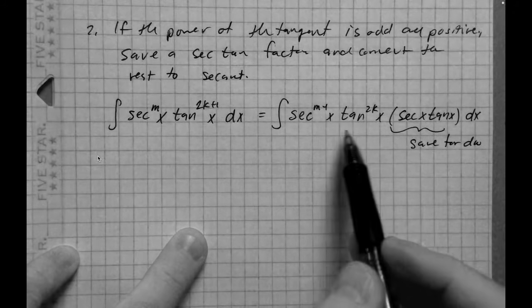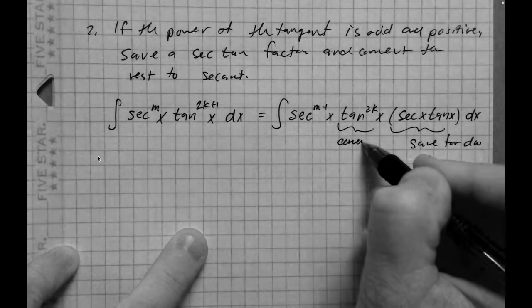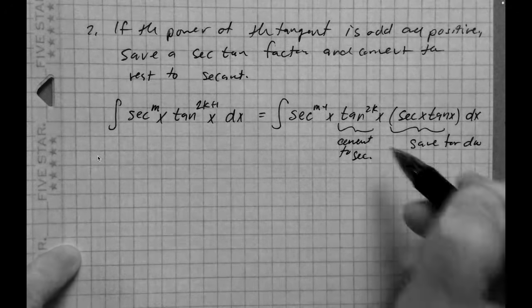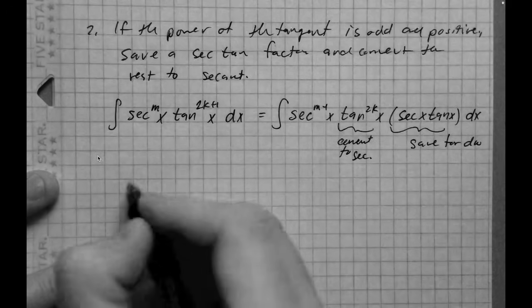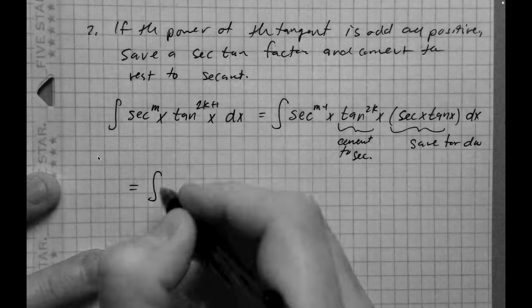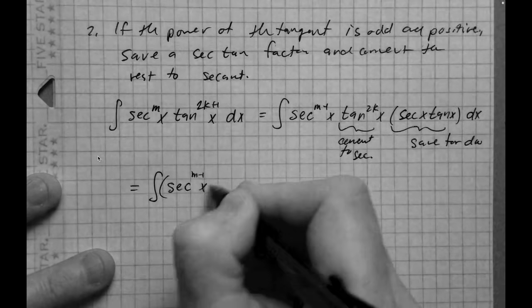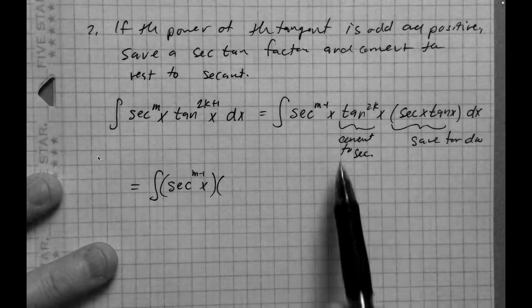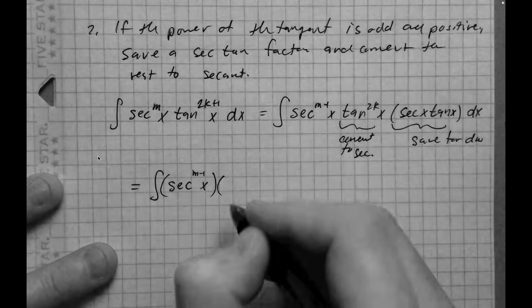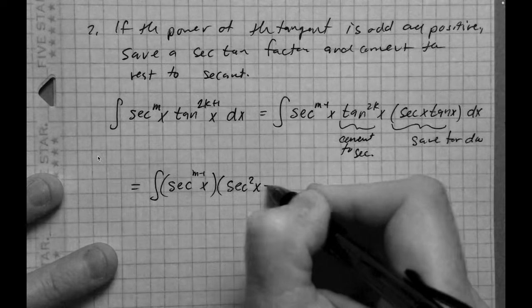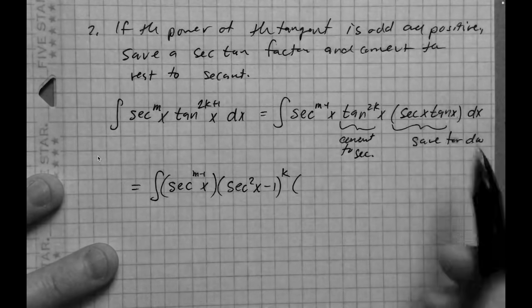And what are we going to do with these tangents? We're going to convert all of this to secant. When we do all of that, it'll look something like this. We'll have secant x to the m minus 1 power, and all of these tangents will get converted to secant squared x minus 1, to the k power. And then we hang on to this thing here for the du.